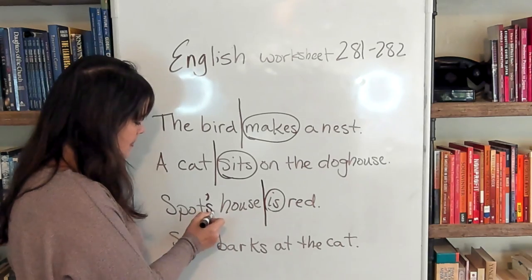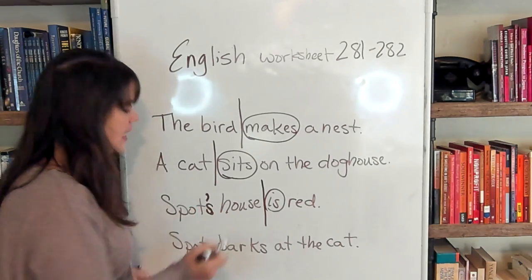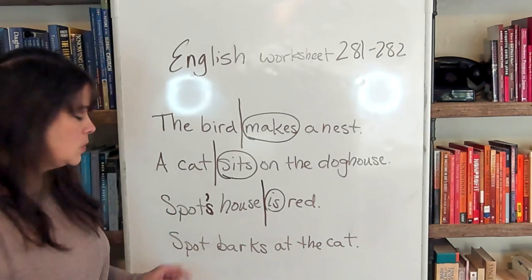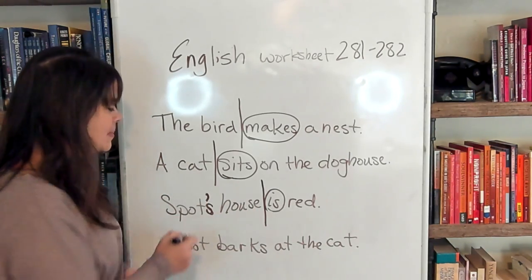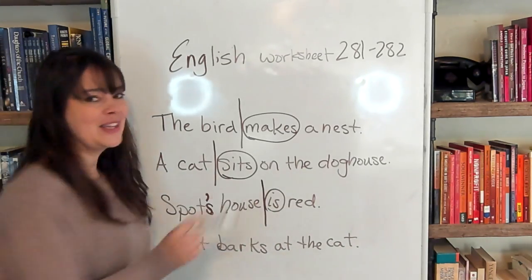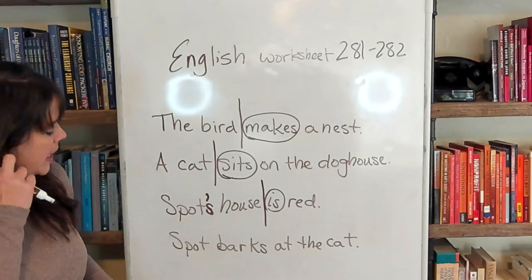Do you see this? Do you remember what this means when you have an apostrophe and an S? That is how we make it possessive. So we know this house belongs to Spot. Spot's house is red. Spot, that must be the dog, right? The dog house is red.